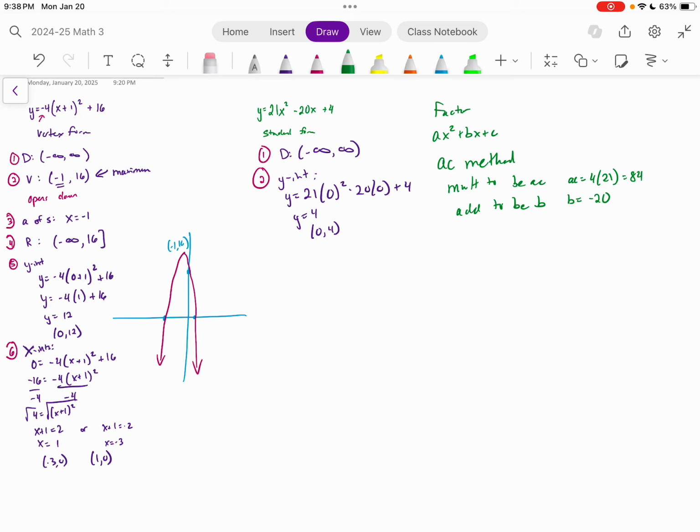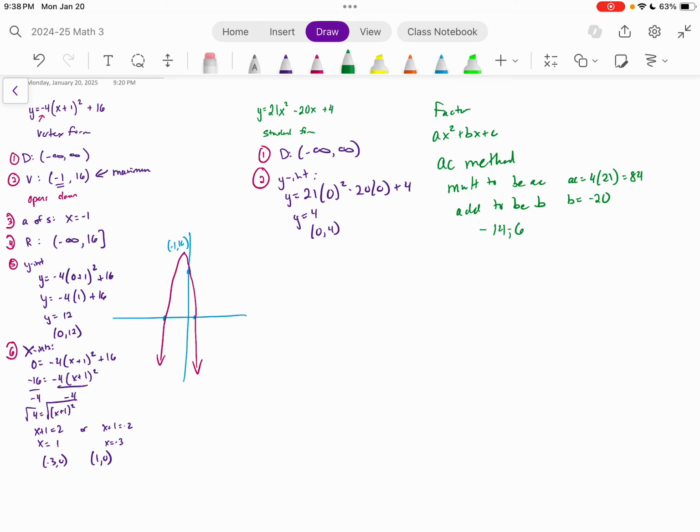And you guys can pause this and try to figure that out if you want. Okay, so when we thought about the things that go into 84, you might have said 21 and 4, but those don't quite add up to negative 20. It turns out 14 and 6 do. So negative 14 and negative 6 are the two numbers we're looking for.